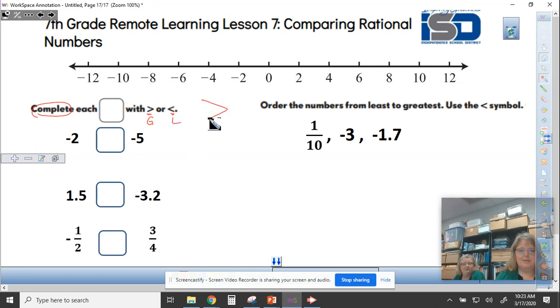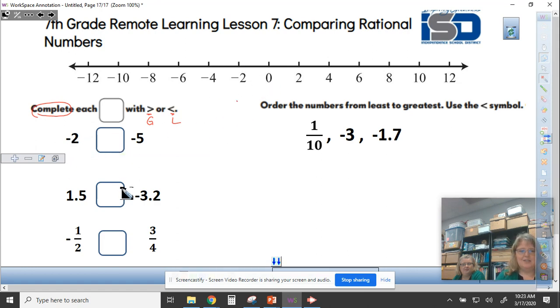I also remember that in elementary school, your teachers probably told you that the alligator ate the bigger number. So if I was comparing 8 and 3, then I would have the alligator mouth open to the 8 because it's the bigger of the two numbers. But that's elementary school. Another way we can think about it is using a number line.